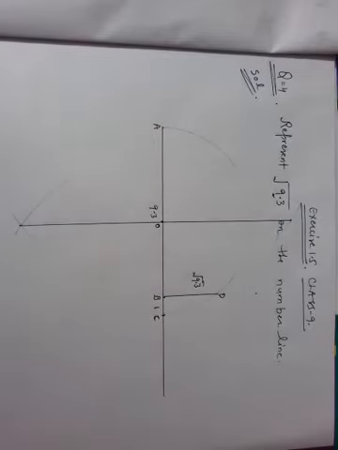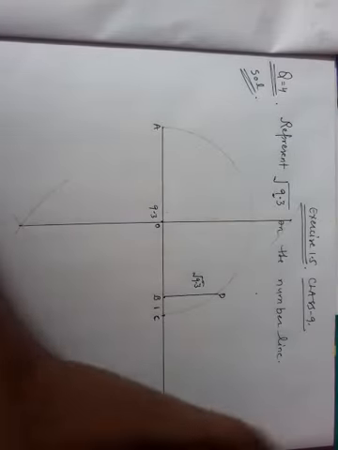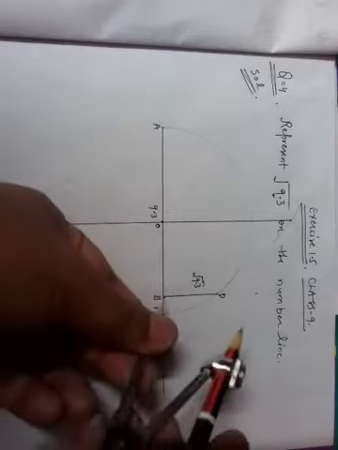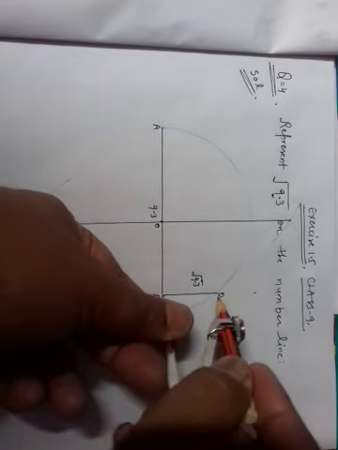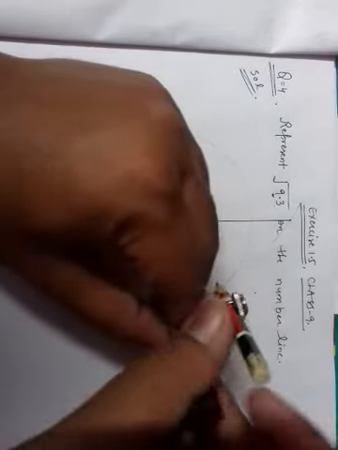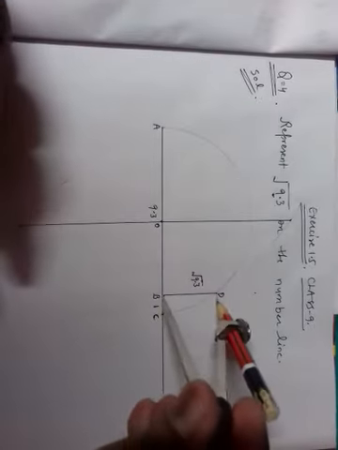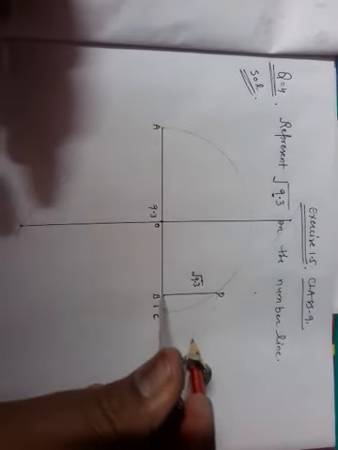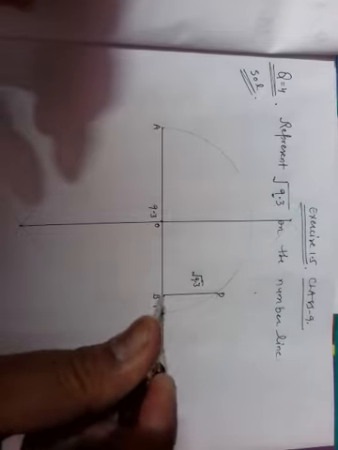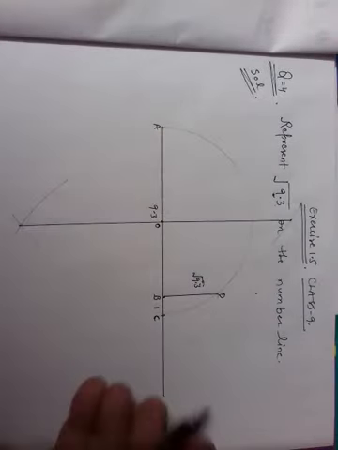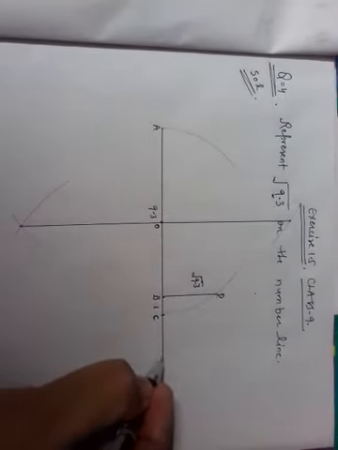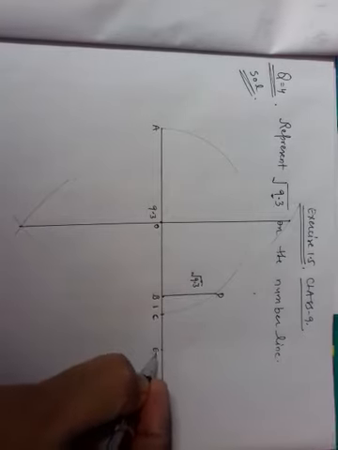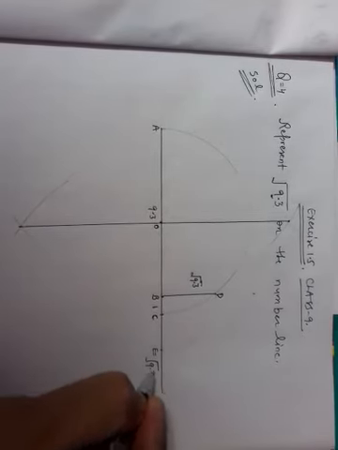Okay, now take BD as a radius, BD as a radius and B as a center and draw an arc. This arc cuts this line at point E. This E point represents √9.3.